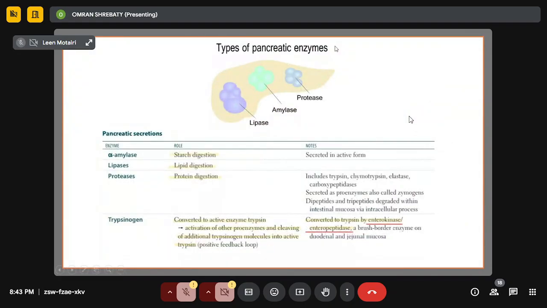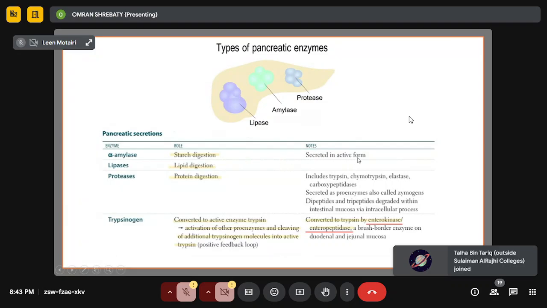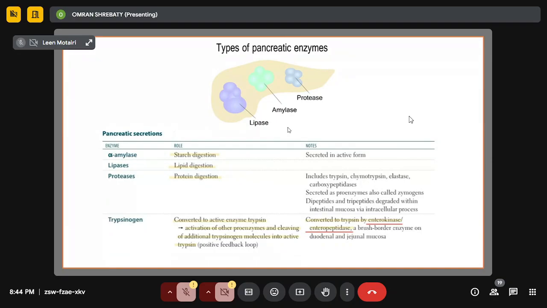For the types of the digestive pancreatic enzymes, we have lipase, amylase, and protease. Amylase is for starch digestion, secreted in the active form. We should mention a very important point: most enzymes are secreted in inactive form and are activated after they go to the duodenum, while amylase is secreted in the active form directly. So amylase is for starch digestion. What about lipase? Lipase is for lipids, from the name.